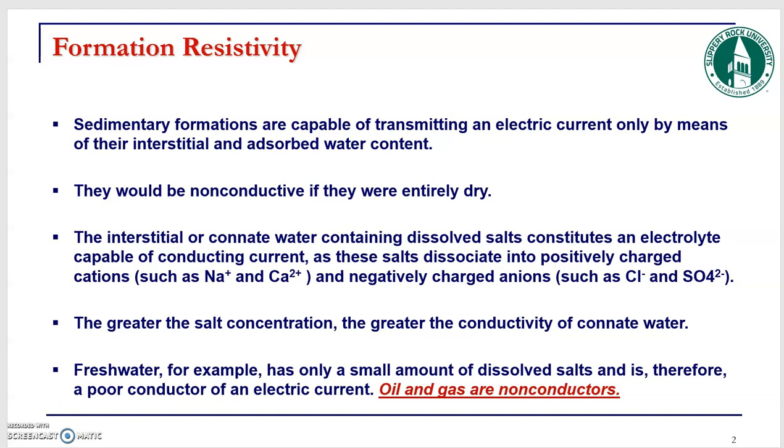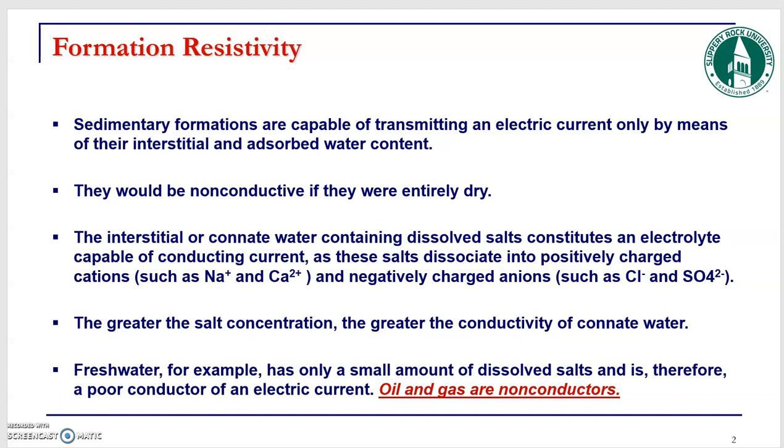But if it has water, which usually in the formation water we have salt dissolved inside the water, then the electrical current can transfer. So the higher the concentration of the salt, you will have greater conductivity, which means that you have lower resistivity.